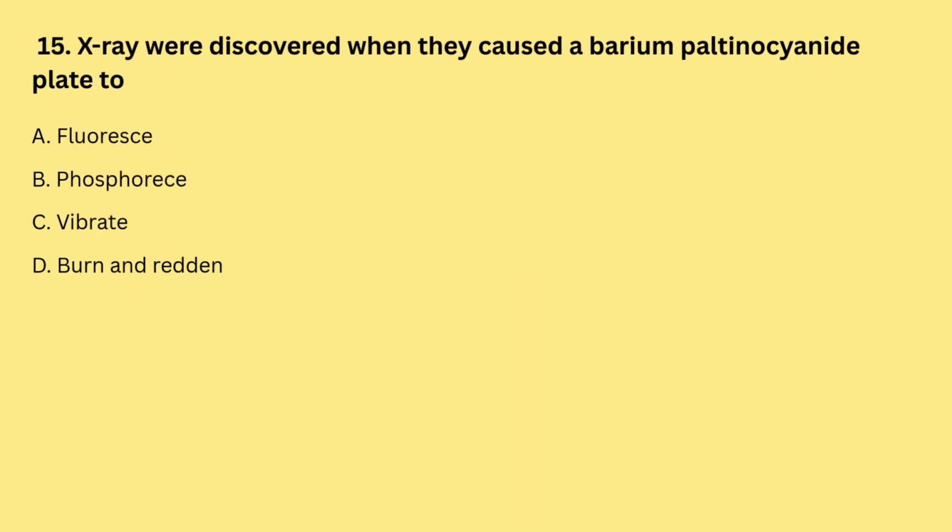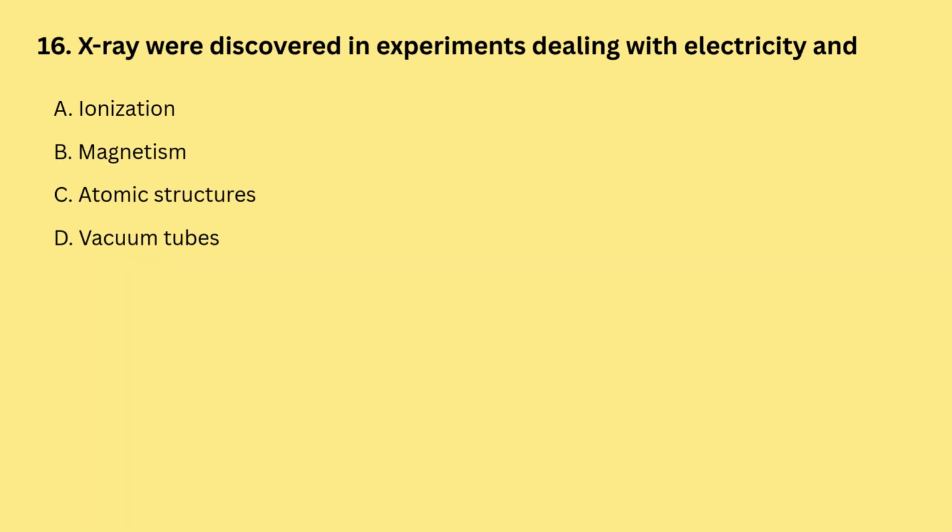Number 15. X-rays were discovered when they caused a barium platinocyanide plate to A. Phosphoresce, B. Vibrate, C. Burn and redden, D. Fluoresce. Number 16. X-rays were discovered in experiments dealing with electricity and A. Ionization, B. Magnetism, C. Atomic structures, D. Vacuum tubes. Answer is D.